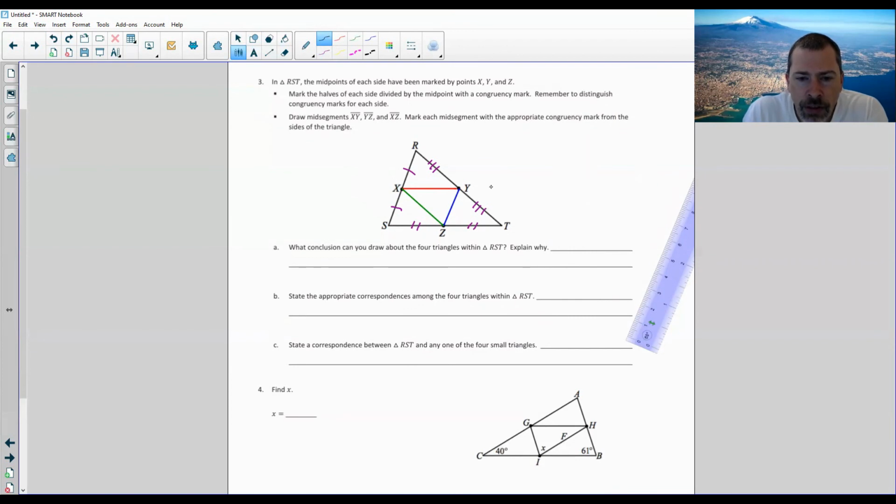Okay, it's going to be scaled down by 1/2. So what that means is this little triangle is similar to the big triangle. So XZ is going to be half of RT, and I think I already said all that. So what else can we get from this? This is parallel to this, so this angle is congruent to this angle. This angle is congruent to this angle, and R is congruent to itself.